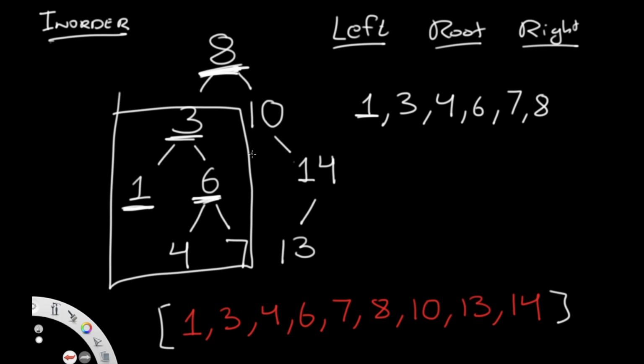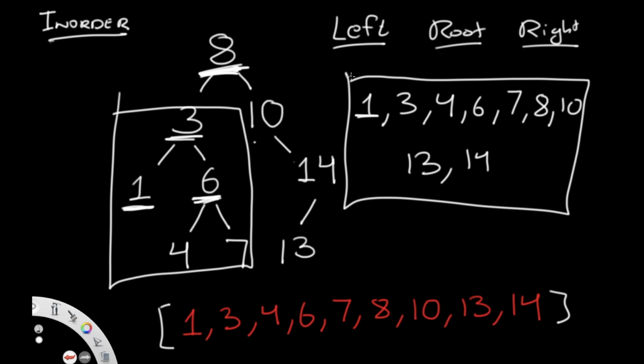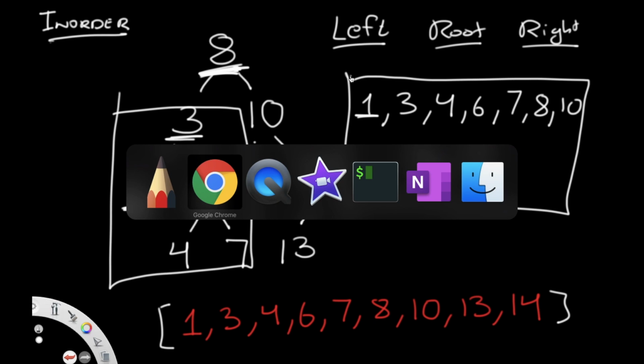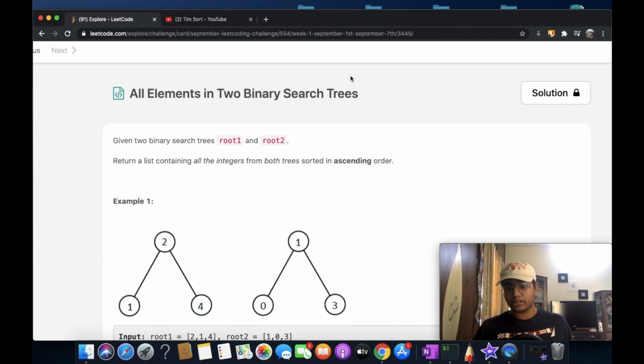Over here, we check if it has any left children. It doesn't, so we end up adding the value of 10. Then we go to 14, and 14 does have a left child. So we add that left child, which is 13, and then we add 14. It doesn't have any right children, so we're done. This is how we get our in-order traversal. An in-order traversal of a binary search tree is going to give you a list in ascending order. Now let's see how we can write this in code.